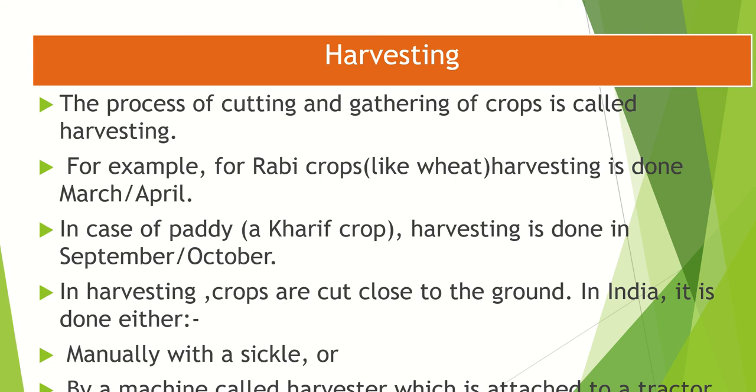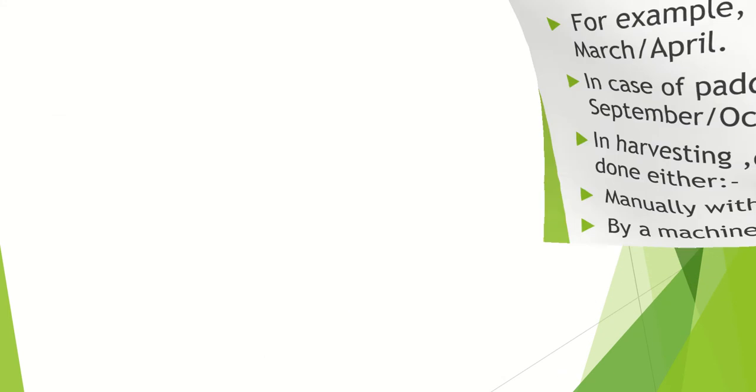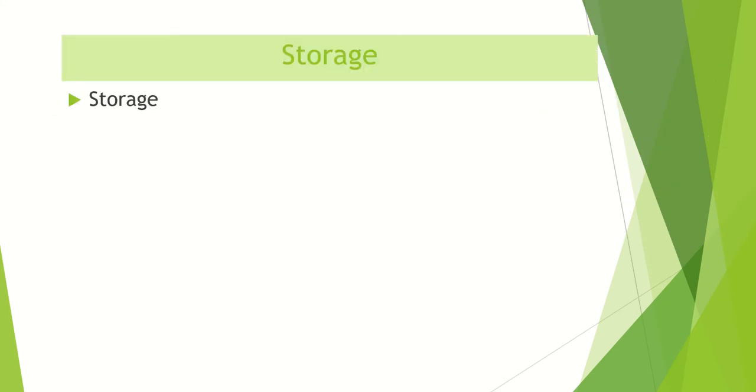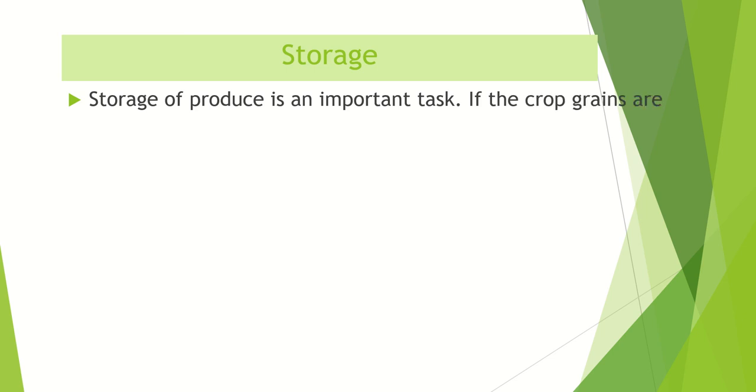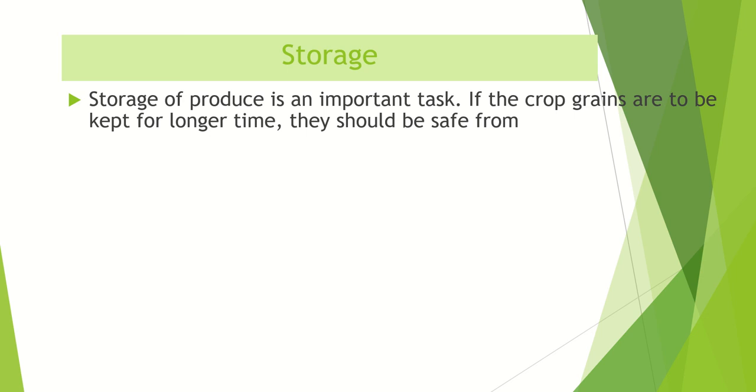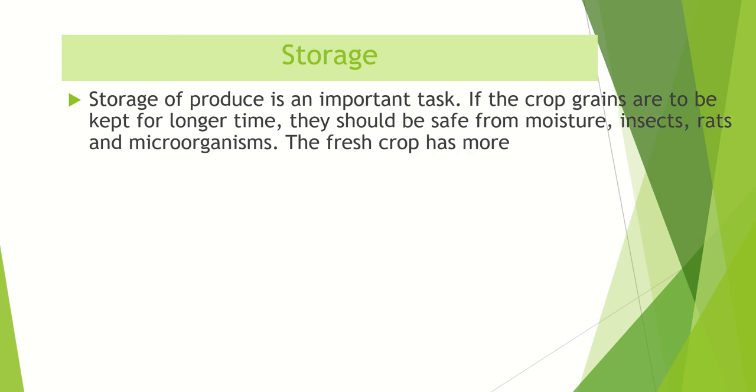Okay, next step is storage. Storage of produce is an important task. If the crop grains are to be kept for a longer time, they should be safe from moisture, insects, rats and microorganisms. The fresh crop has more moisture.